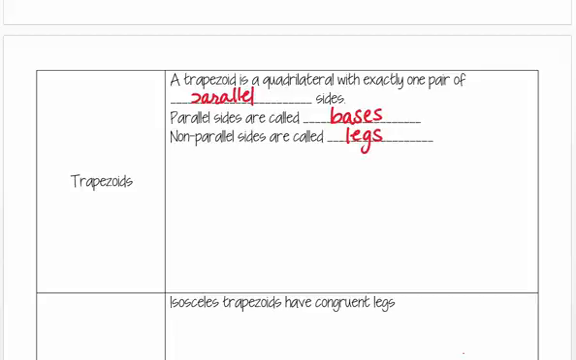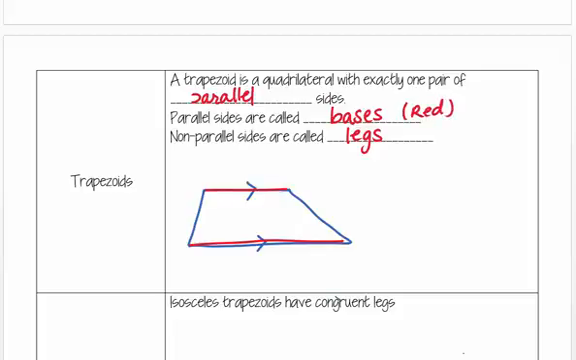So let's draw ourselves one. You're going to have two parallel sides. So these guys are parallel. Let's try drawing this straight. And then these guys here are my legs. So let's do bases in red. And legs we'll do in green. Those are our legs.